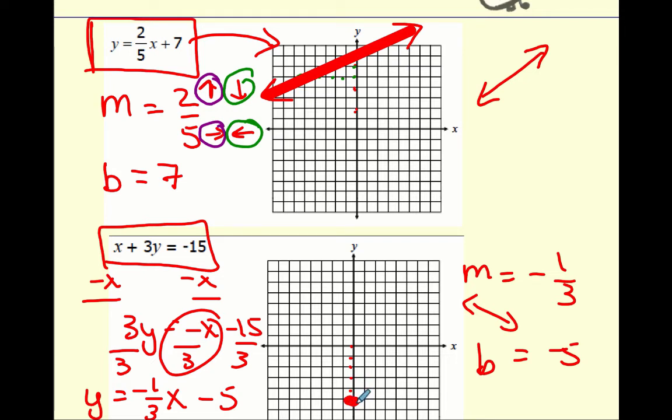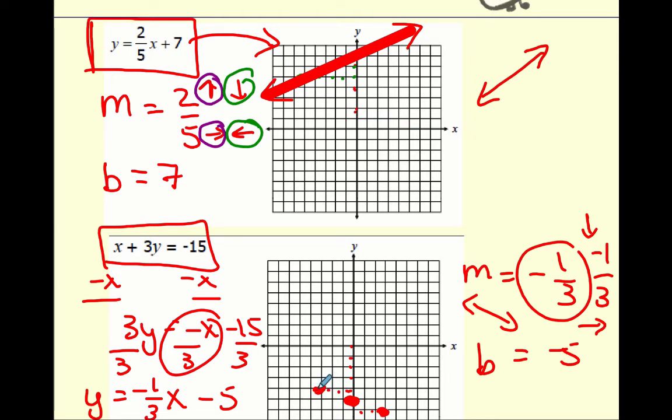And then remember, a negative slope says either the top is negative or the bottom. If the top is negative, I would go down. And if the bottom was positive, I would go right. So that means I'm going to go down 1, 1, 2, 3, and I'm running out of room. So I can reverse my directions. From my y-intercept, I could go up 1 and left 3. It's still going to form a line.